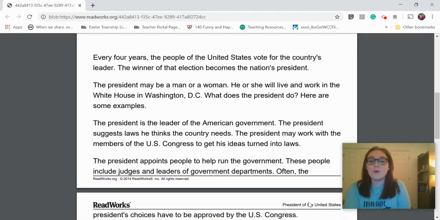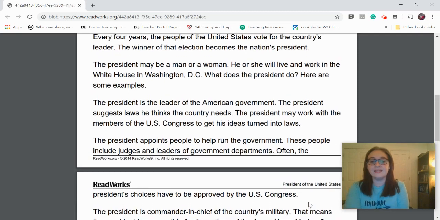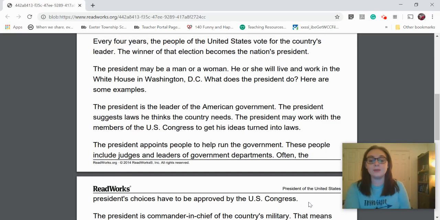The president appoints people to help run the government. These people include judges and leaders of government departments. Often the president's choices have to be approved by the US Congress.